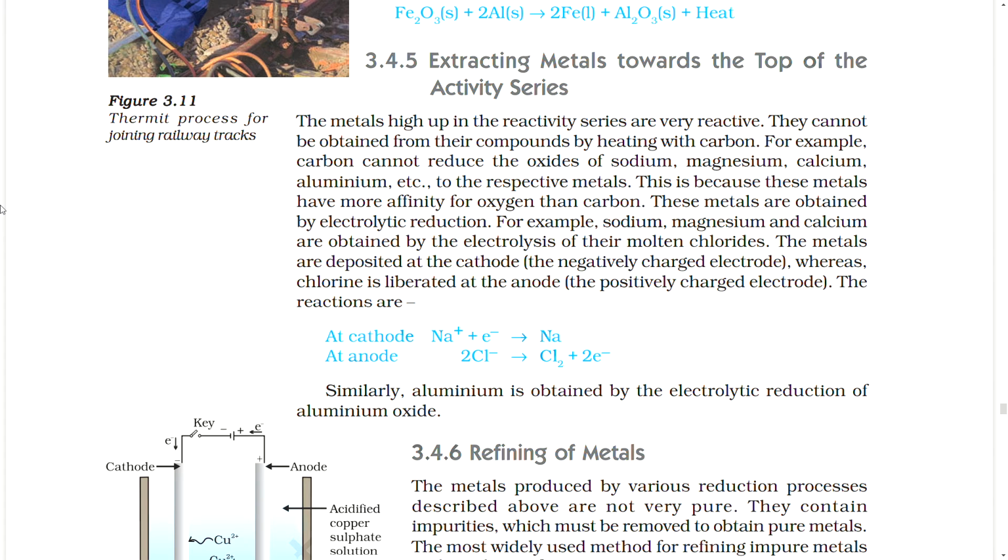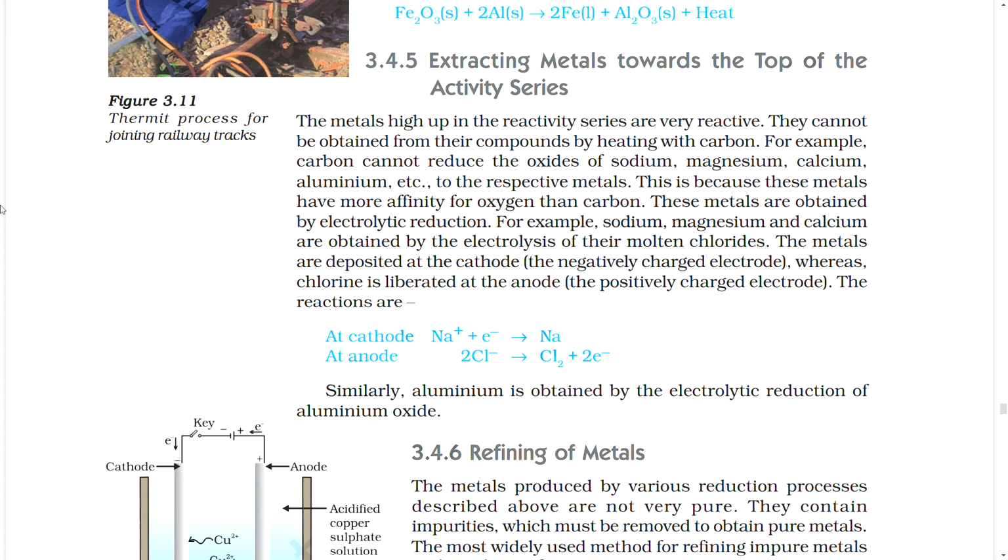Extracting metals towards the top of the activity series. The metals high up in the reactivity series are very reactive. They cannot be obtained from their compounds by heating with carbon. For example, carbon cannot reduce the oxides of sodium, magnesium, calcium, aluminium, etc. to the respective metals. These metals are obtained by electrolytic reduction.